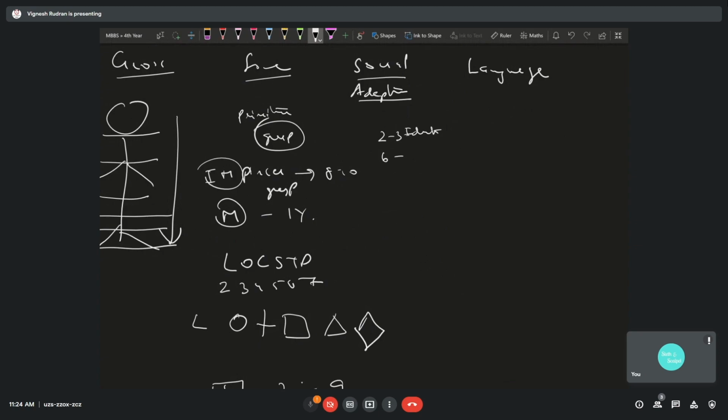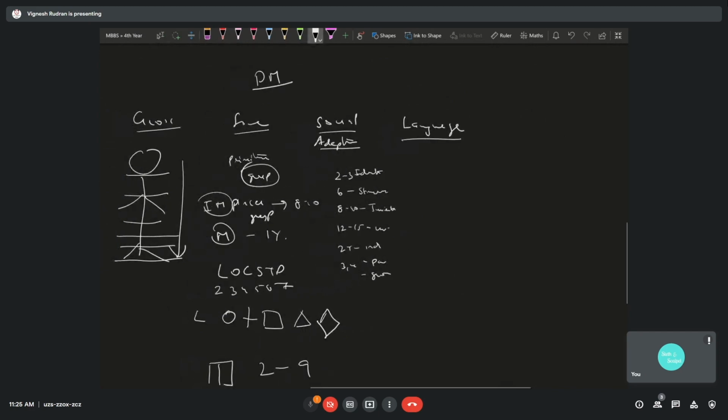Within 6 months, he develops stranger anxiety. Then at 8 to 10 months, he starts imitating, and then at 12 to 15 months, he starts listening, and writing on his own like that. Then at 2 years, he starts individual play. At 3, 4, 5 years, he starts parallel play and group play. So these are all your socio-adaptive markers for development.